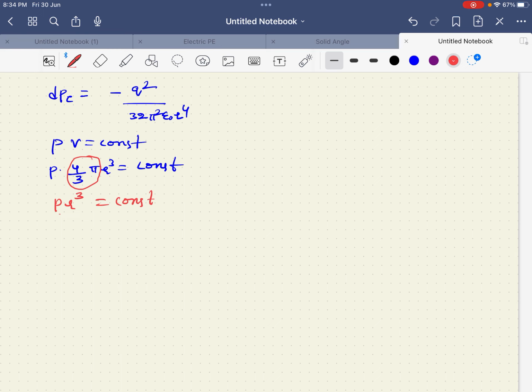So by using the uv formula I'm going to differentiate with respect to r. If you differentiate P with respect to r, we write dP by dr, and r cube is a constant, plus if you differentiate r cube we get 3r square, and P is a constant, which is equal to 0. Constant differentiation is 0. Now from this, dP by dr into r cube is equal to minus 3r square P.